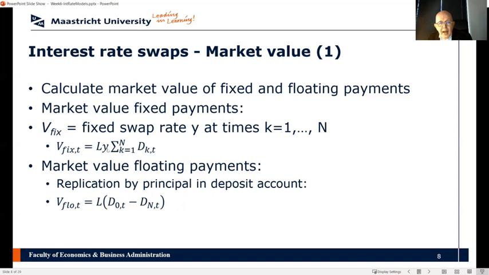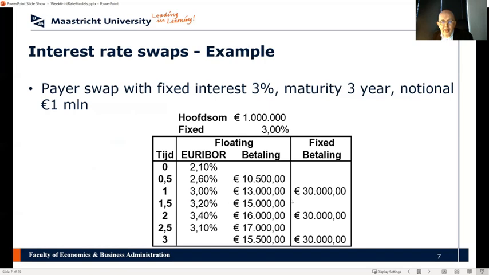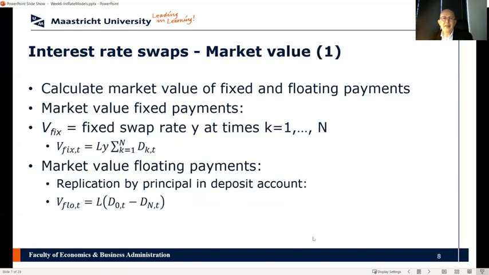I'm going to pay the fixed interest rate Y times the notional amount capital L. So in the previous example, that was 3% and capital L is 1 million. And then I'm going to make these fixed payments at time 1, at time 2, at time 3. The NPV of these 3 payments is just the sum of the 1-year discount factor plus the 2-year discount factor plus the 3-year discount factor.